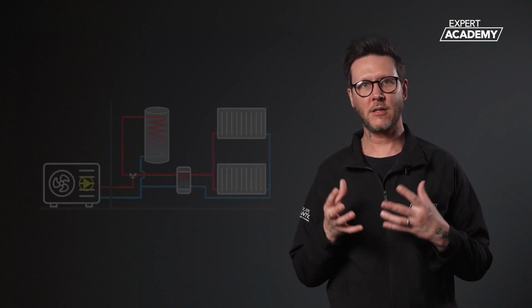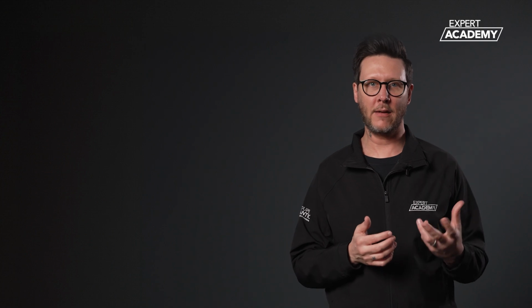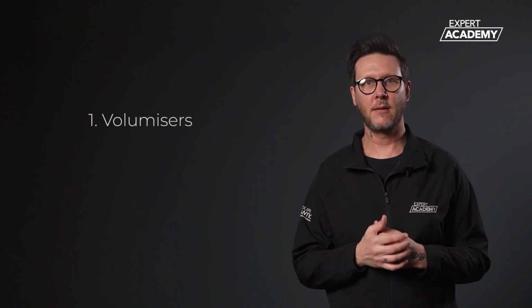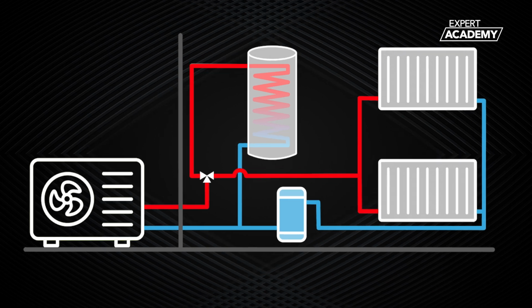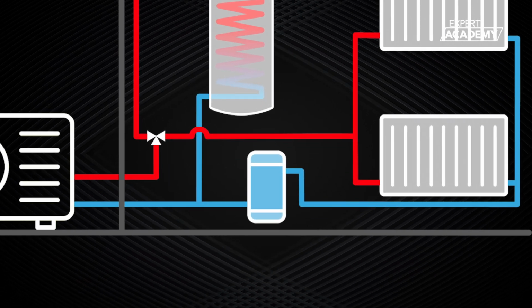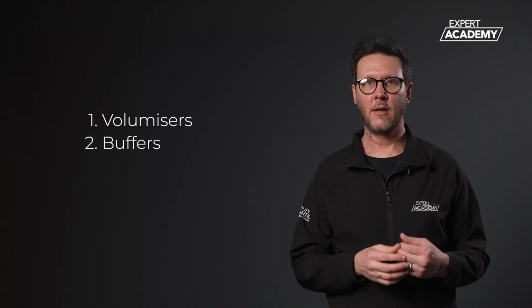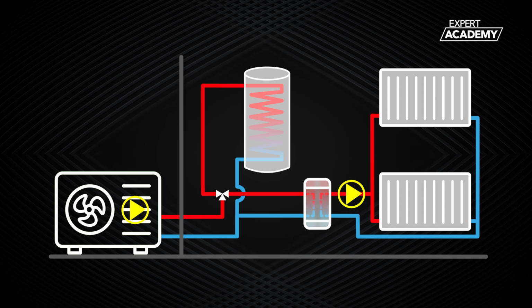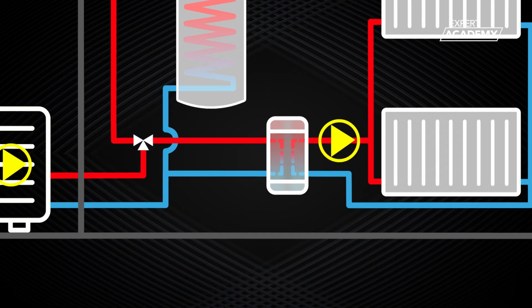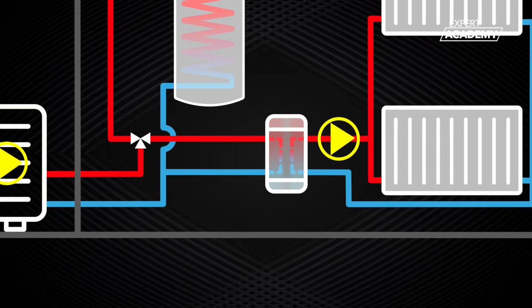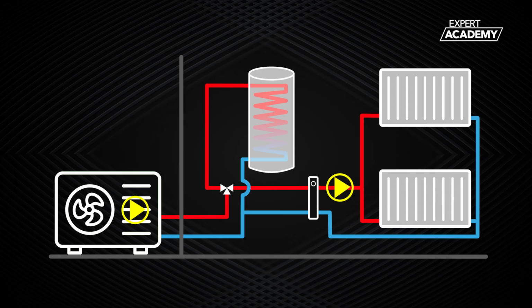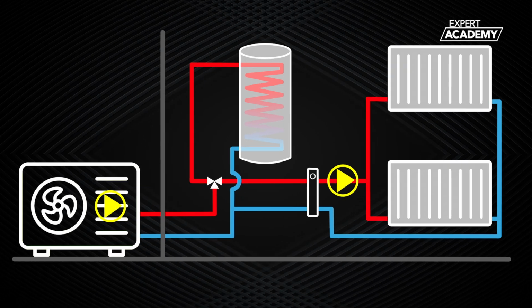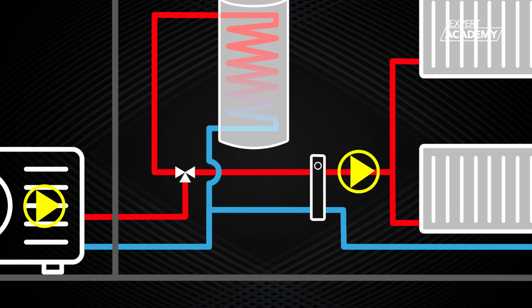The 3 main methods of achieving both these requirements are: number 1, volumisers. These increase the water volume of a system but don't hydraulically separate the system. Number 2, buffers. These increase the water volume of a system and hydraulically separate the primary and the secondary circuits. And number 3, low loss header. These hydraulically separate the primary and secondary circuits but don't add significant volume to the system.